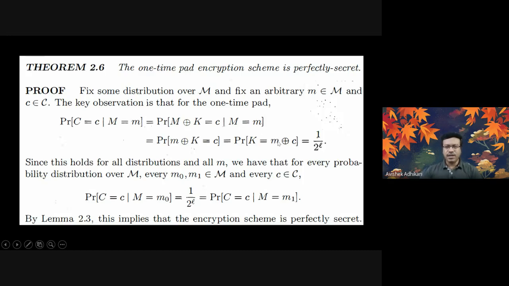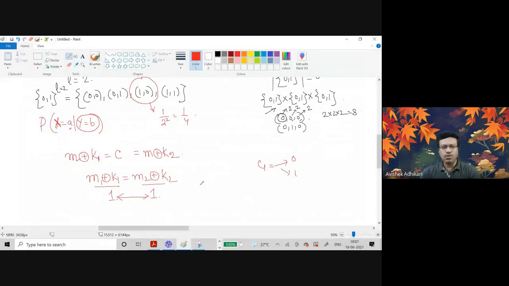See, M plus C, what is the value of this K then? The probability of choosing this M plus C is exactly 1 by 2 to the power L, because that is the key distribution. Whatever the value of K, whatever is chosen, this is chosen as your key. How are the keys generated? So keys are basically, so M plus C equal to your K.